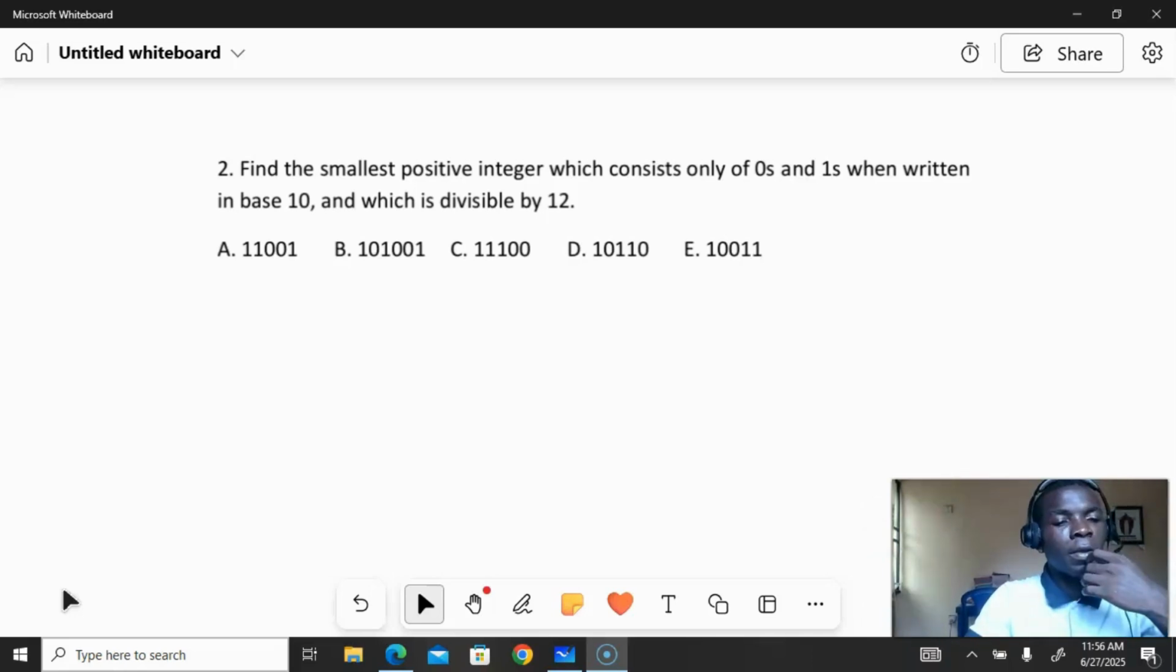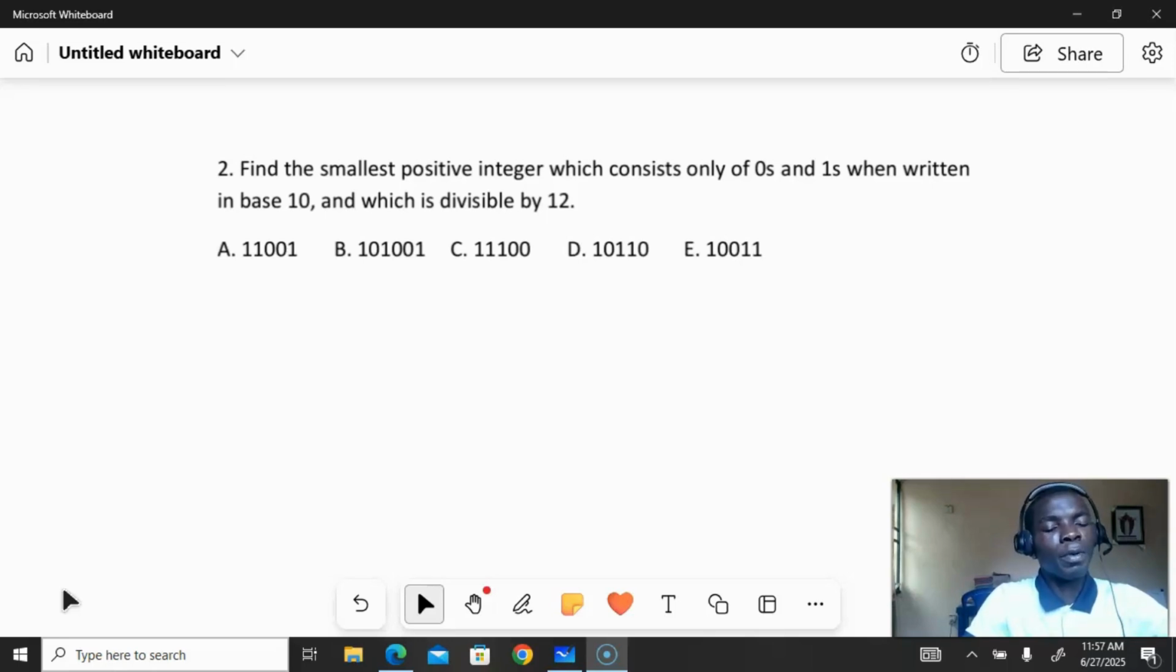Today we are looking at another number theory question from the Nigerian Math Olympiad junior category. We are solving a series of problems from the number theory section. The last video was on the first question. Today we're looking at the second question. The question says, find the smallest positive integer which consists only of zeros and ones when written in base 10 and which is divisible by 12.